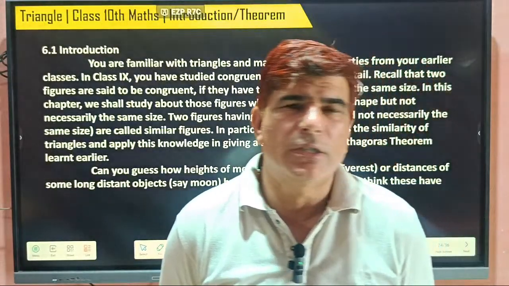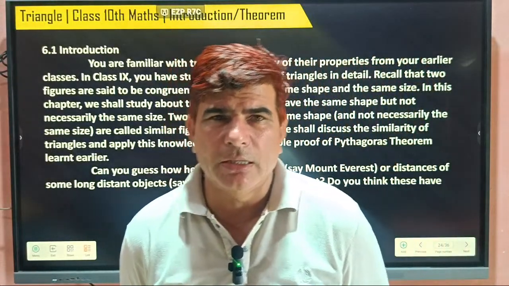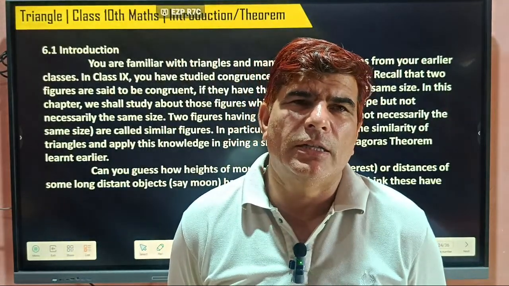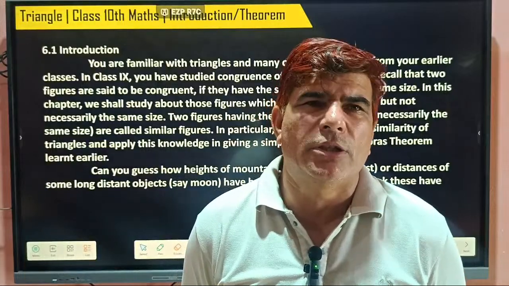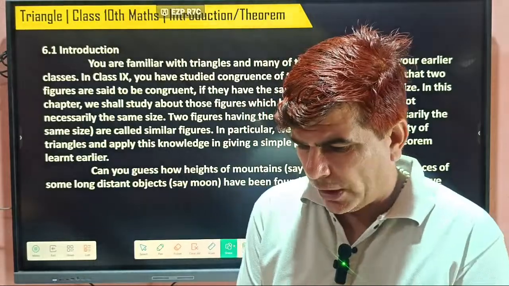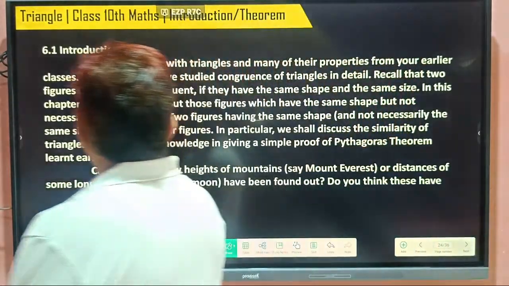Triangles is actually the name of the chapter. So first we will try to understand the difference between congruent and similar triangles, then we will take many examples. First we will try to understand what is similarity. So here in your book, this is the introduction.